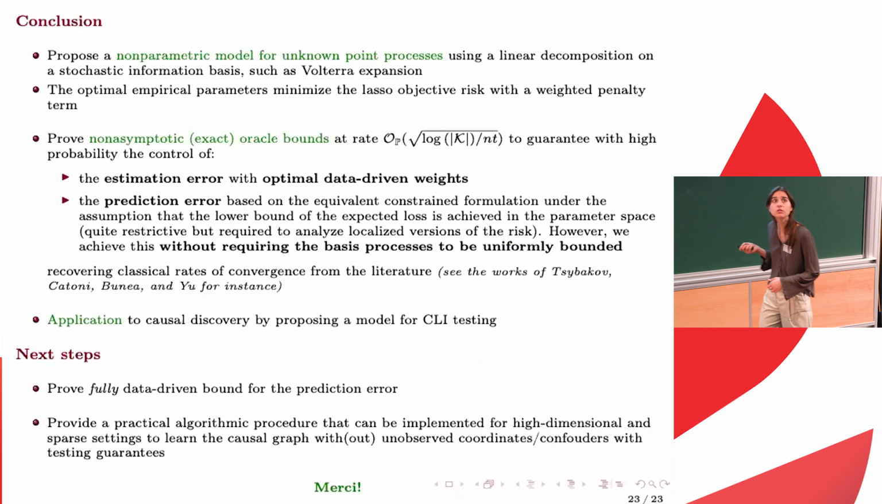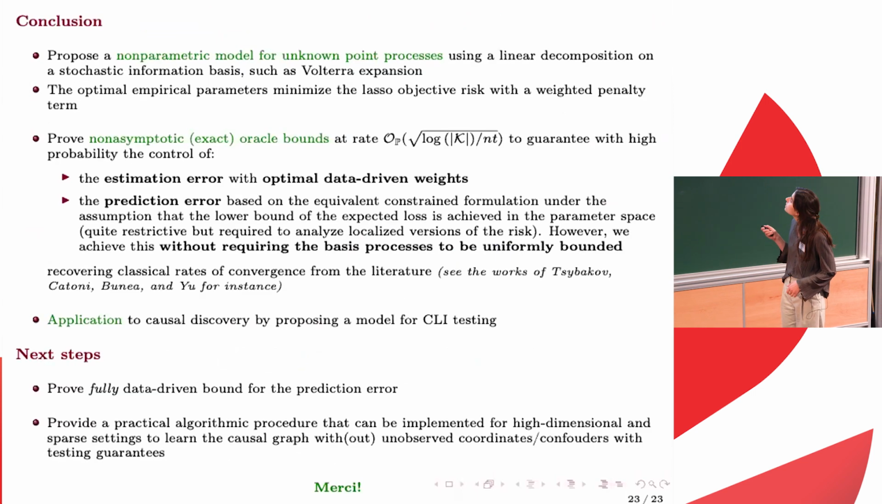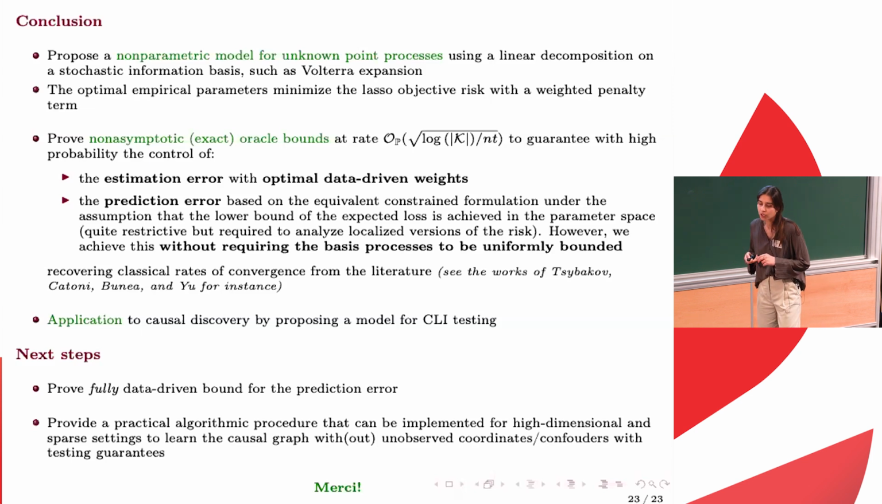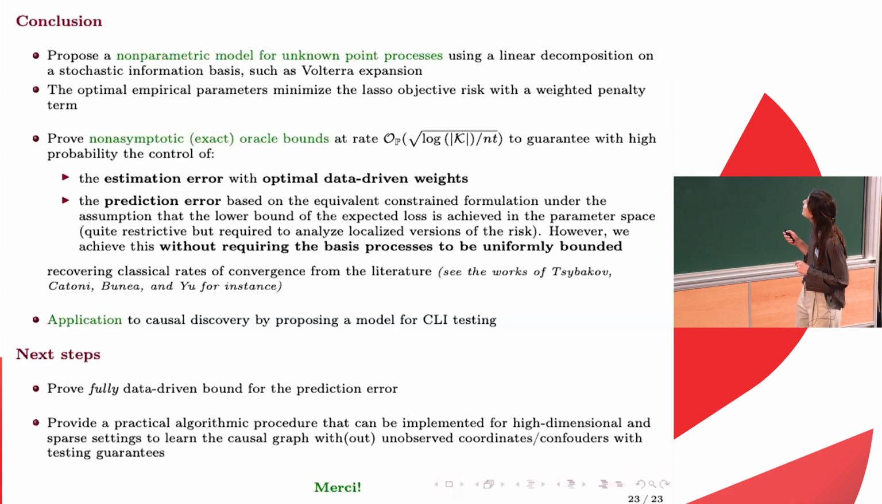So to conclude, what we did is that we proposed a non-parametric model for point processes using linear decomposition on a stochastic information basis, and for example, we pointed at the Volterra expansion. We have obtained optimal empirical parameters that minimize the lasso objective risk with a weighted penalty term. And we have proved some non-asymptotic exact or oracle bounds at a rate that is similar to those we are used to in the ERM literature, that is of order square root of the complexity of the class divided by n.